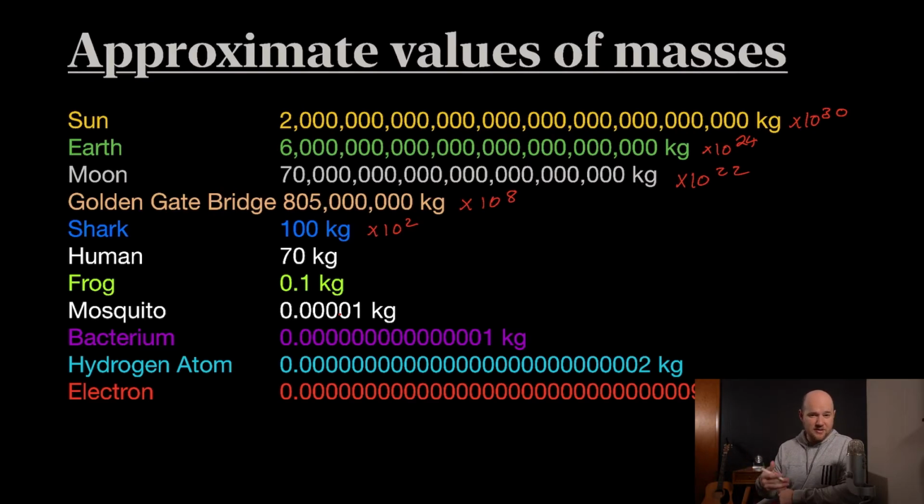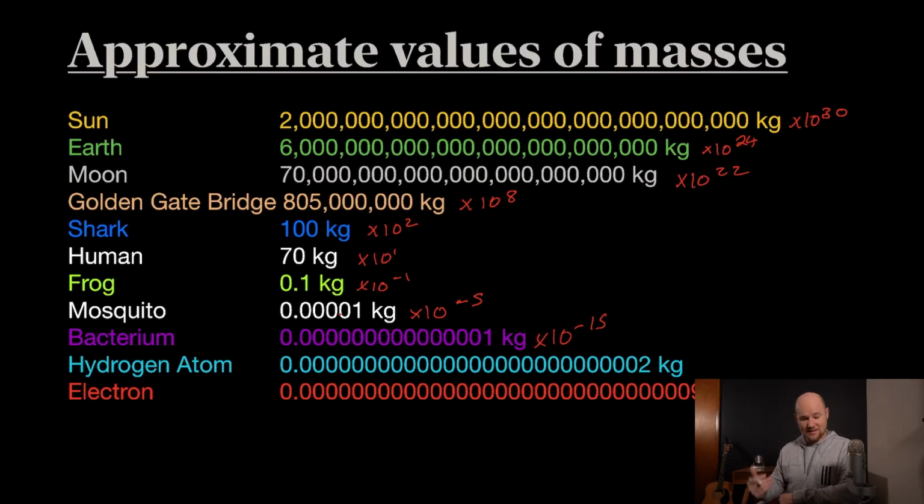An average human, somewhere around 70 kilograms. So that's somewhere around times 10 to the 1st power for your order of magnitude. A frog of 0.1, so that's times 10 to the negative 1. And then if we're talking about the mass of a mosquito, that's somewhere around times 10 to the negative 5. And if we go even smaller to a bacterium, that's around times 10 to the negative 15. You can see all the zeros that come before it.